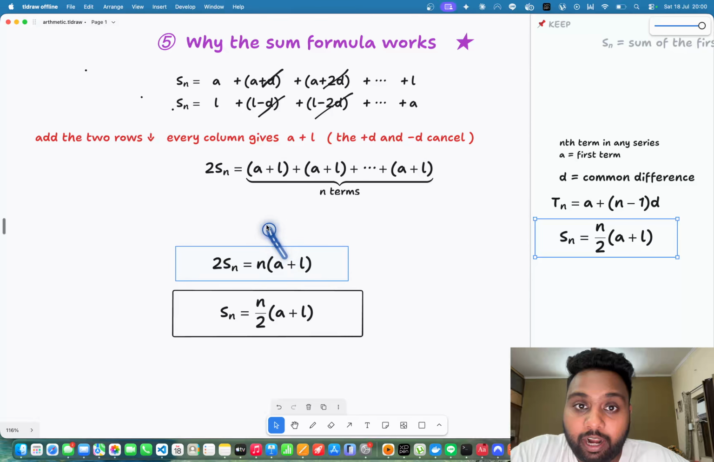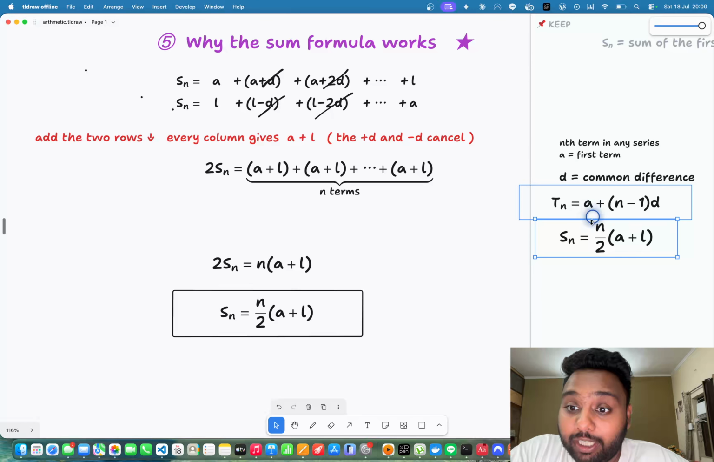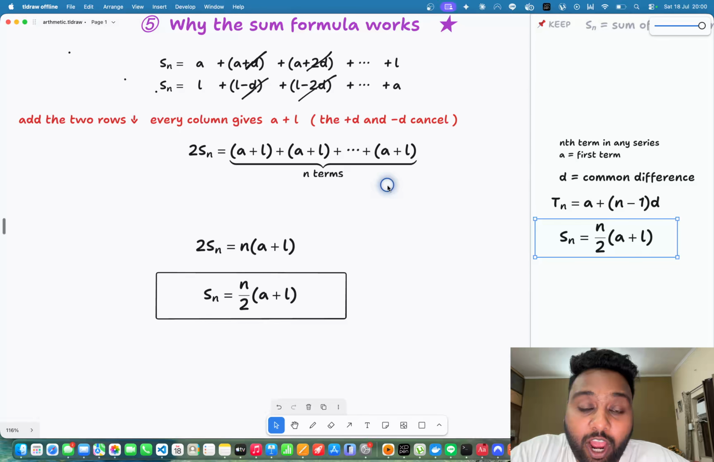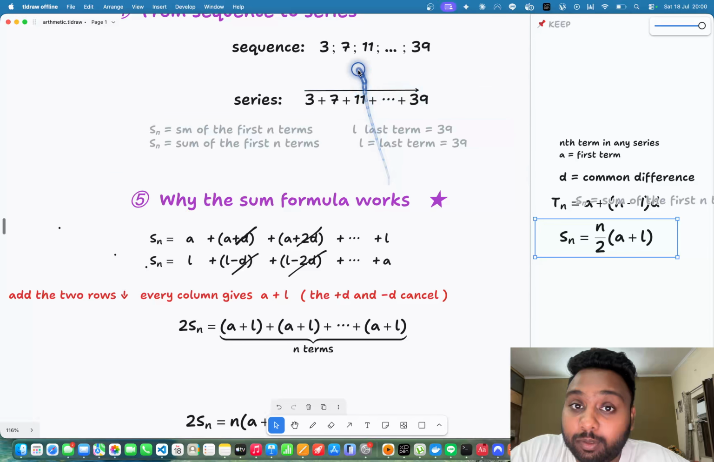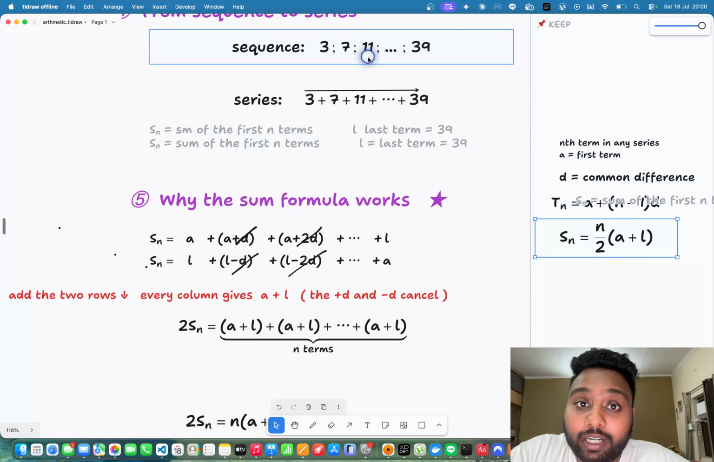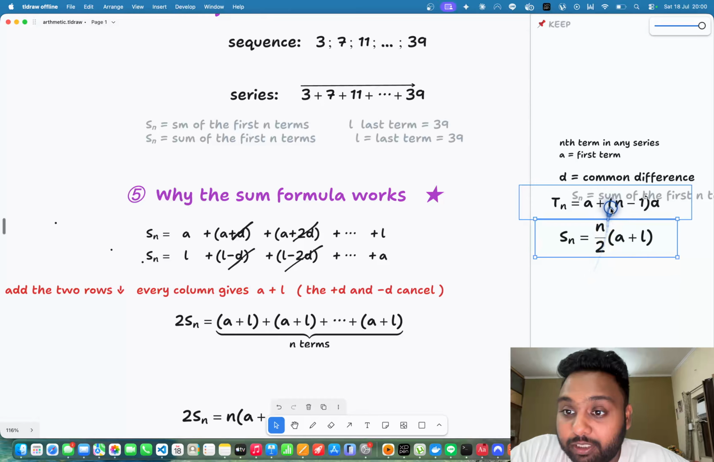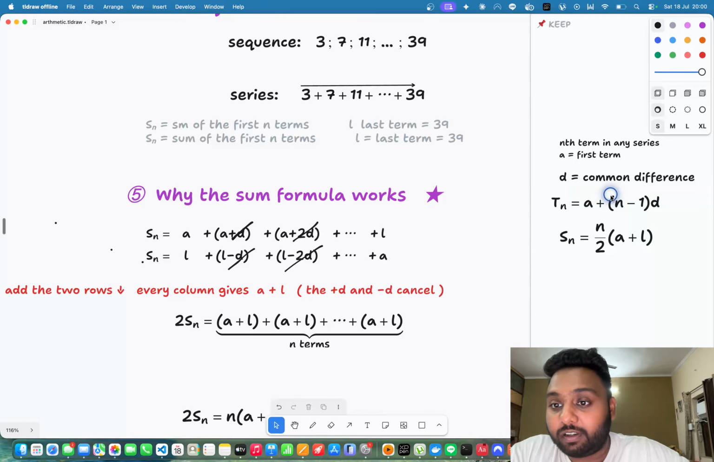You can see how powerful this is. Imagine doing something like this without a formula. If you had to sum up 15 terms like this, it would take a lot of manual calculation. This is what helps us, and this is what makes our life easier.